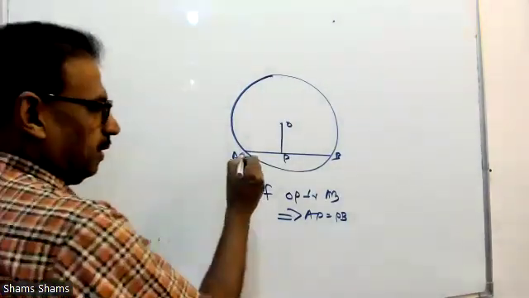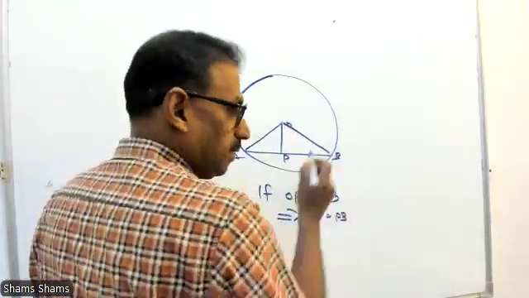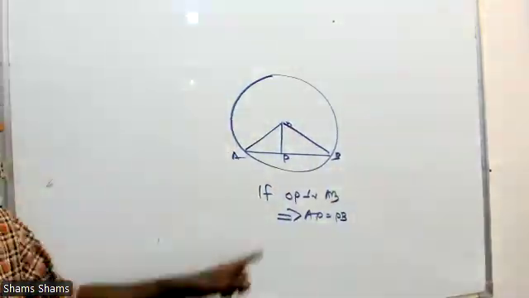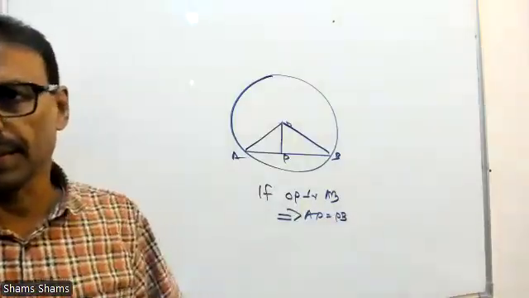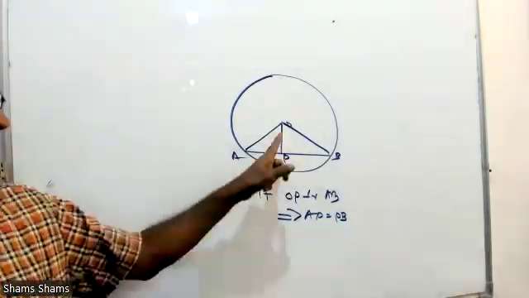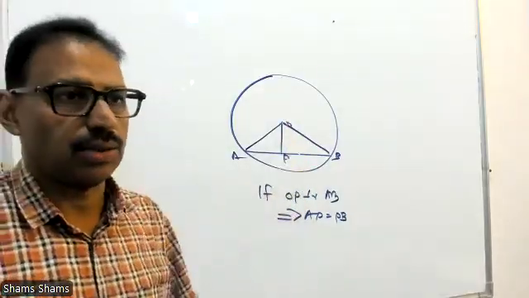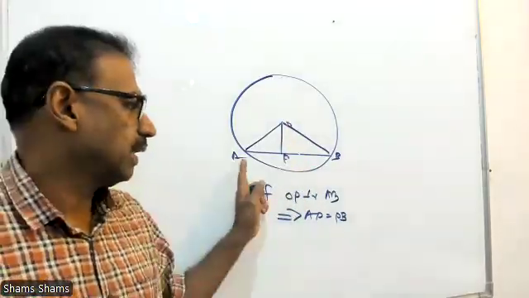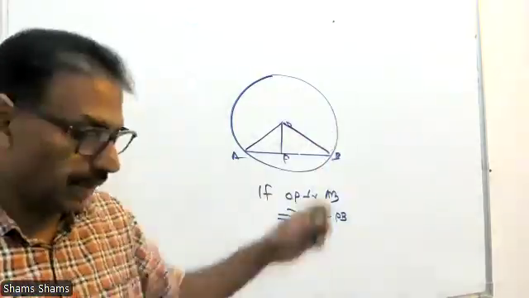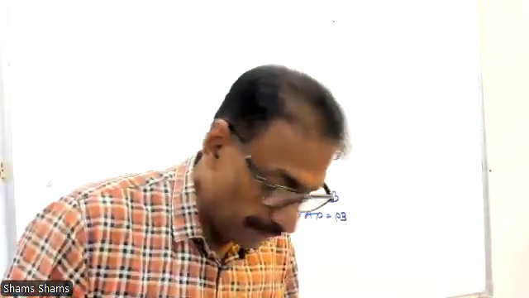If you join OA and OB, you can show these triangles are congruent. Why? OA equals OB, because they are radii. OP is perpendicular, 90 degrees each, and OP is common. Therefore the triangles are congruent by RHS. Hence AP equals PB. This is not required for you. You just write the theorem.